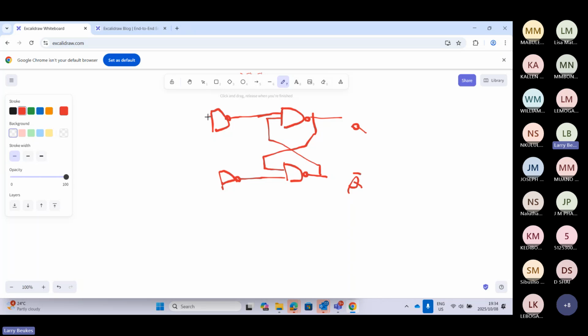Then from this NAND, this is a 2-input NAND. Let's do here as well, 2-input. So here, this input, we're going to couple it to this input, right? Then this input, we're going to put an inverter here.